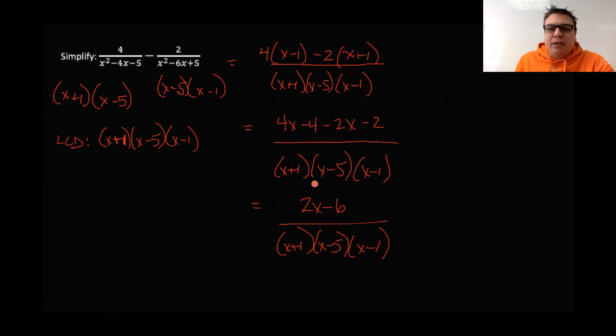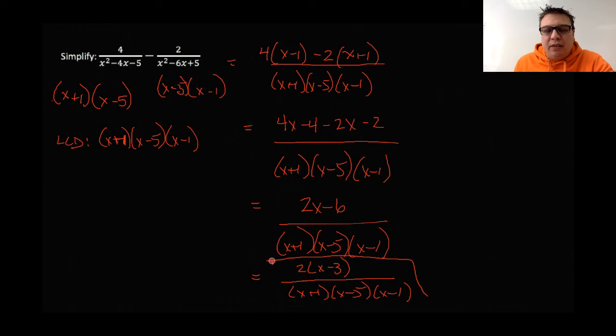I can take out a 2 here. If I take out a 2, I'm going to end up, and I'll write it down here anyway, with just 2 times x minus 3, and then I have the whole denominator, x plus 1, x minus 5, x minus 1. There's still no common factor that I can simplify, so this actually is done. There's nothing else I can do with this. And that is my simplified version.